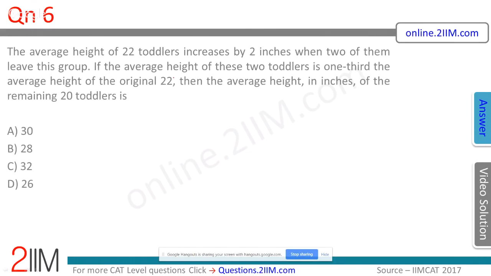Again, a very regular question. Mark this increases by 2 inches, so x becomes x plus 2. So if the average of 20 is x, the average of 22 is x plus 2.